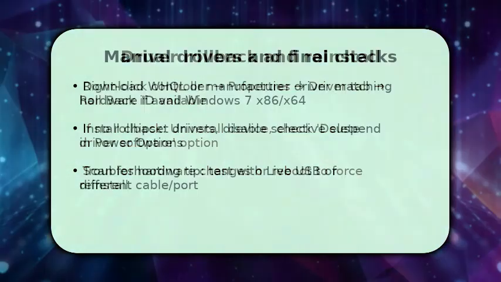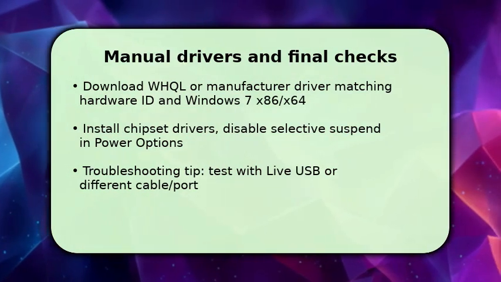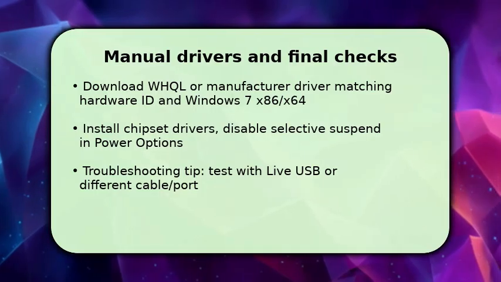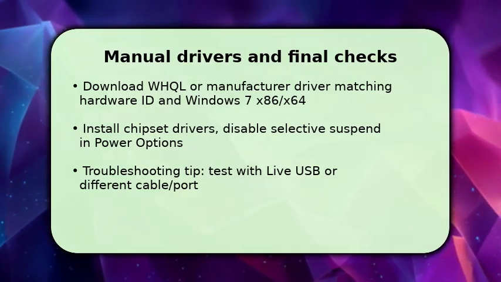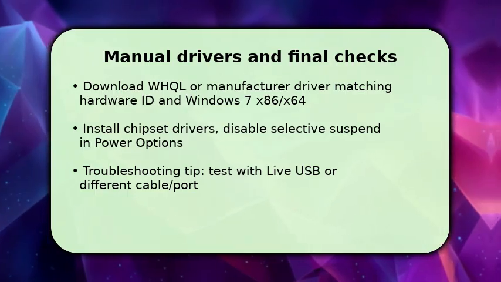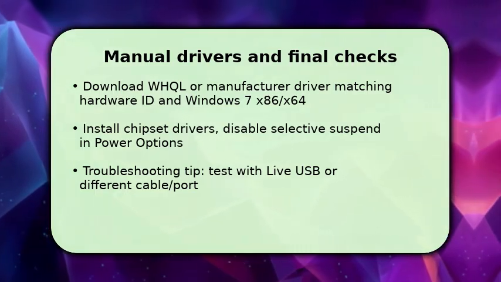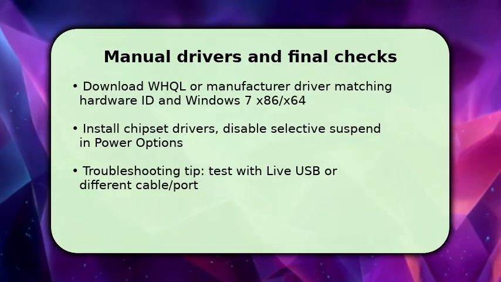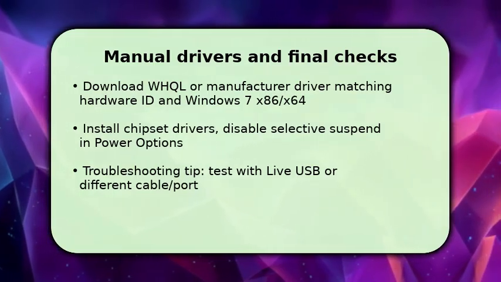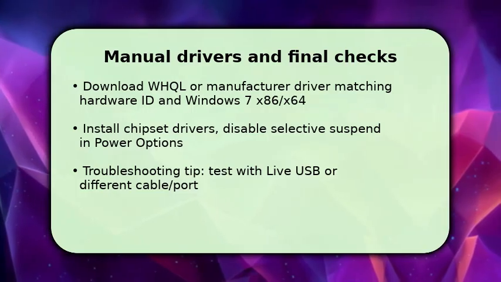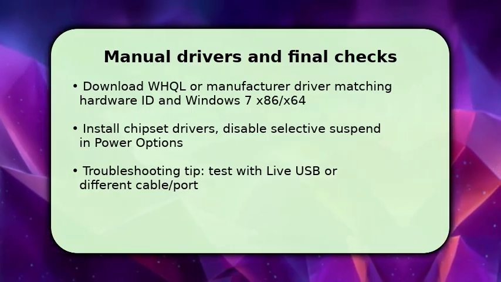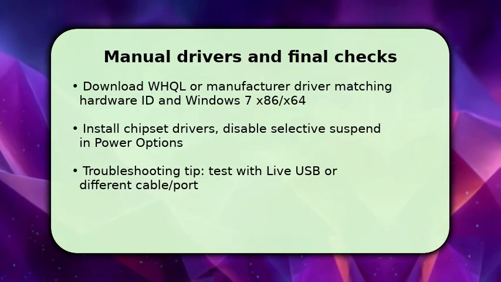If Windows doesn't restore functionality, manually install the correct driver you downloaded from the motherboard or device manufacturer. Match the hardware ID and Windows 7 32/64-bit. Next, update chipset drivers and disable USB selective suspend in power options to rule out power management shutdowns. Make sure to reboot after drivers install.